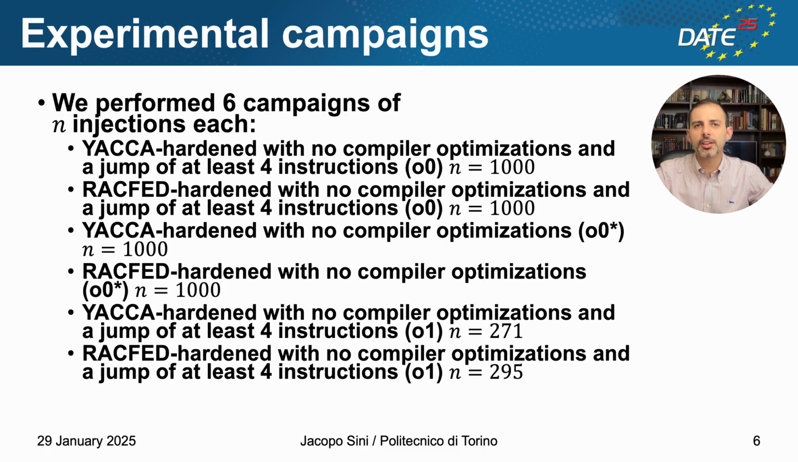In this paper, we present the results obtained from 6 experimental campaigns. In the first 4, called O0 since they have no compiler optimizations, we injected n equal 1000 faults. Due to the reduction of instruction numbers thanks to the compiler optimization, it was possible to inject, before the end of the applications, only 271 faults on the YACA hardened version and only 295 faults on the RACFED hardened version. These 2 latter experiments are indicated as O1.